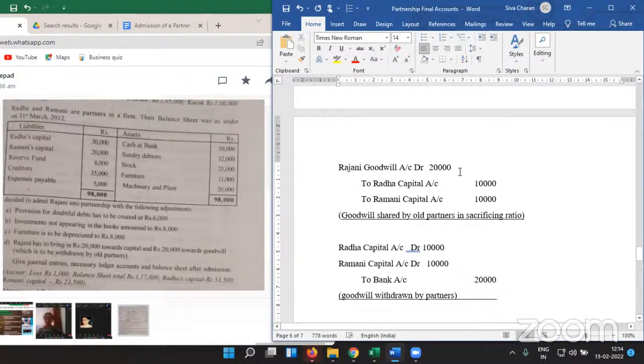So 3:2 means 5: 3 by 5, 2 by 5. Sorry, 3 by 5. 20,000 by 5 means 4. 4 into 3, 12,000. 4 into 2, 8,000.